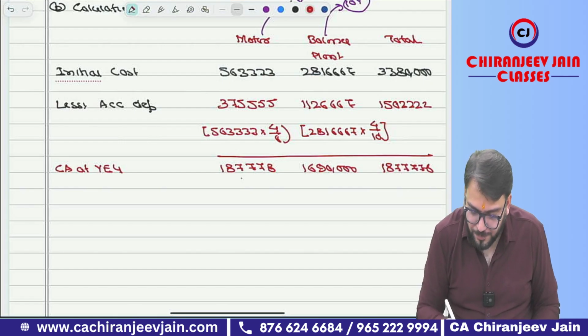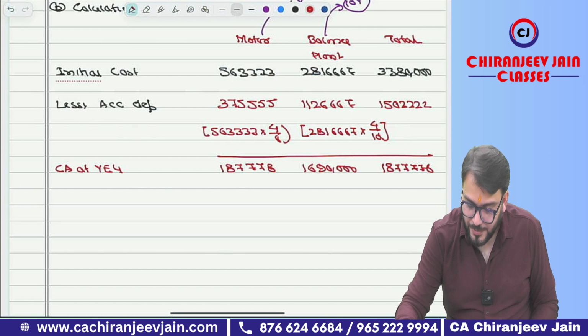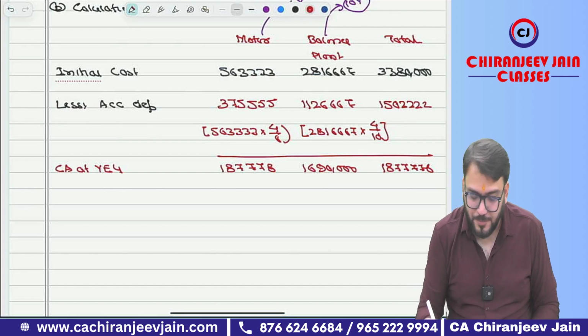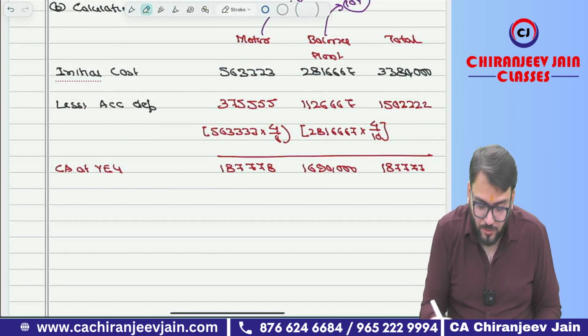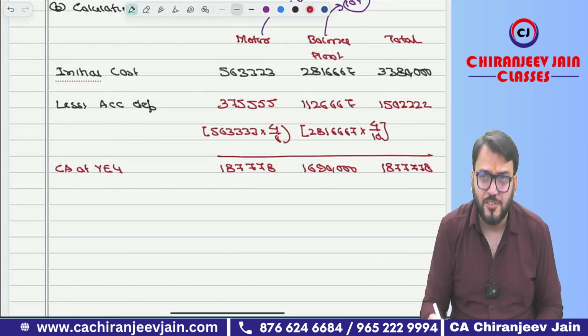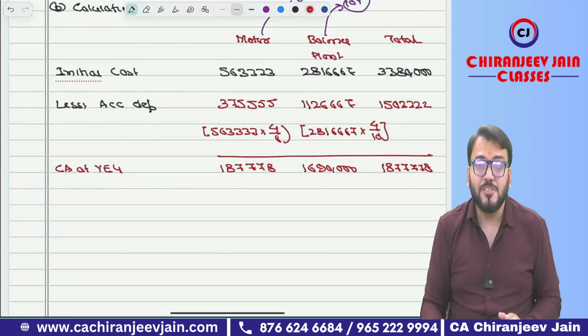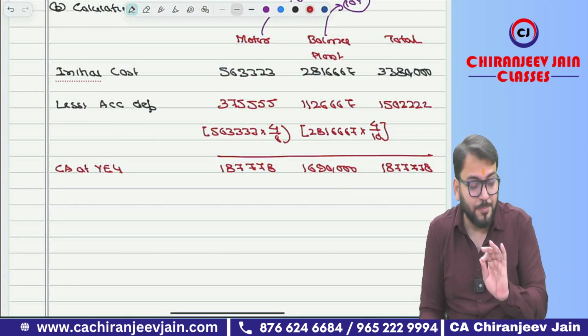This was cross-checked by doing a total of this: 1,87,778 plus 16,90,000. Exactly, it is coming the same, which means we are doing the calculation correctly. Sometimes what happens, we do a wrong calculation. So just do a cross calculation so that you can avoid simple mistakes.